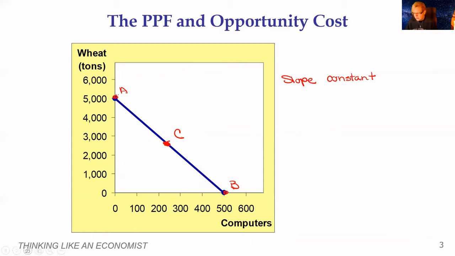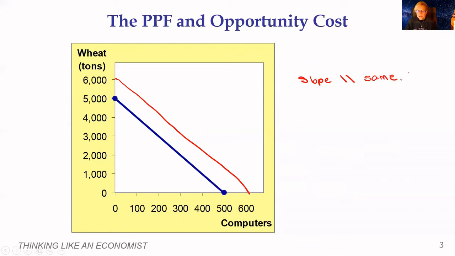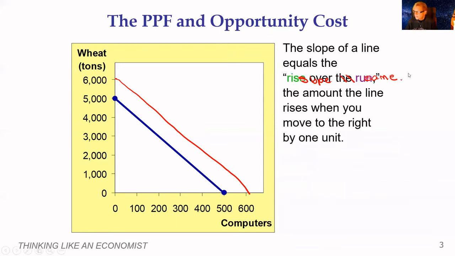The second thing I wanted to jog your memory about was that parallel lines have the same slope. So if I were to draw a parallel line here, the slope of the red line would be the same as the slope of the blue line. So slopes of parallel lines are the same. That's kind of important to remember as well.